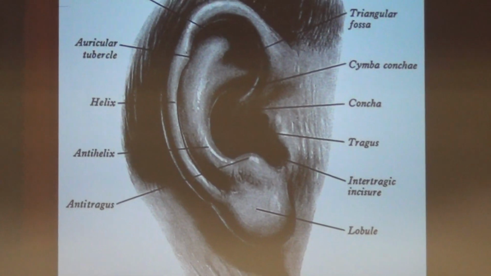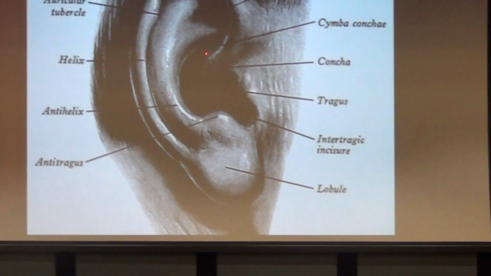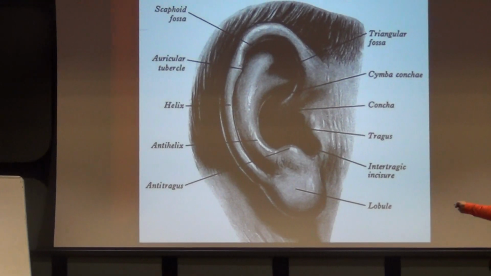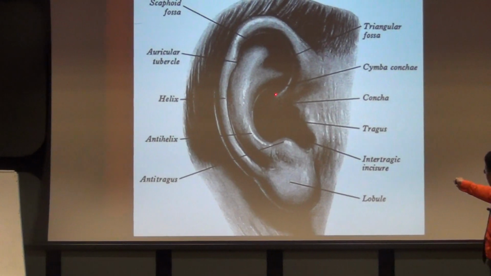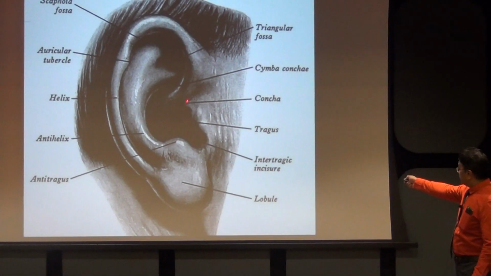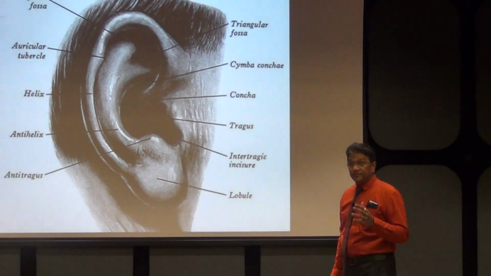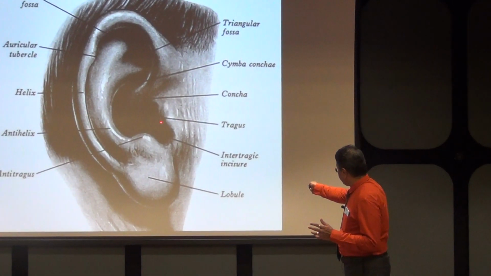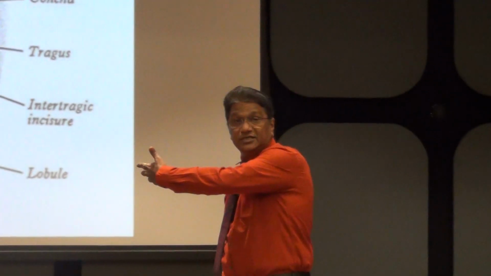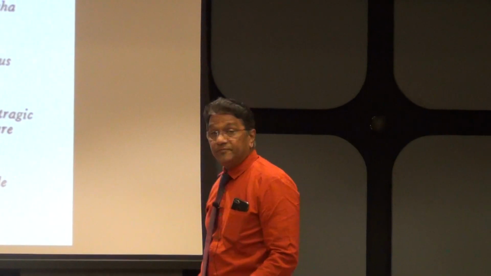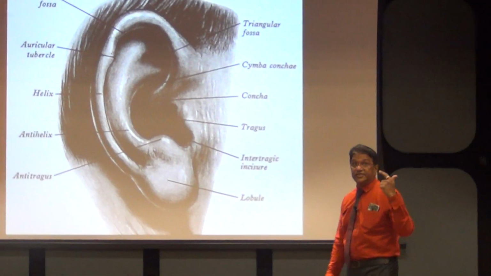This part of the helix is known as the crest of the helix. This part encroaches and divides this whole depression into two parts, the part above this and the part below this. The part below is known as the concha. The part above is known as the cymba conchae. So this is the cymba conchae, this is the concha. Now this concha is a concave depression. In the anterior part of the concha, you will see that you are entering into the ear. This is the part where we enter the external ear, also known as the external acoustic meatus.